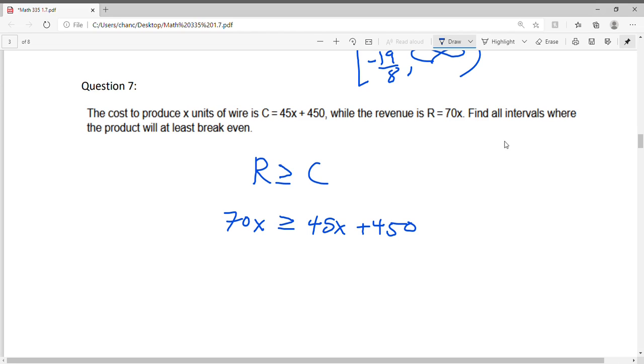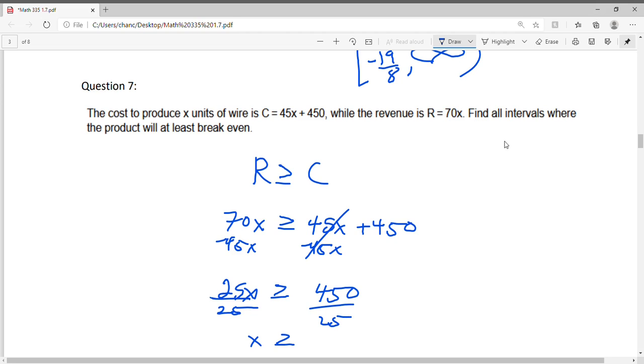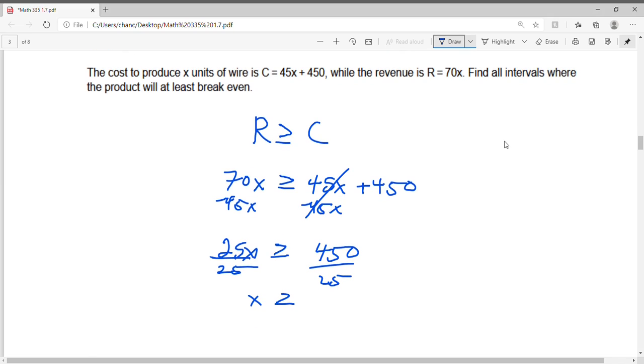Let's subtract 45x to both sides. This gives us 25x is greater than or equal to 450. Let's divide both sides by 25. And so x is greater than or equal to 18. And so we can draw our picture.